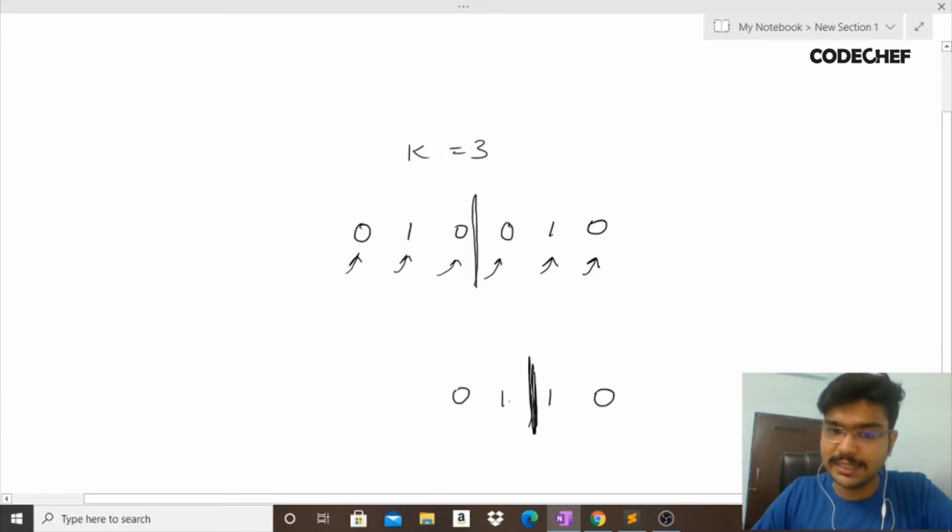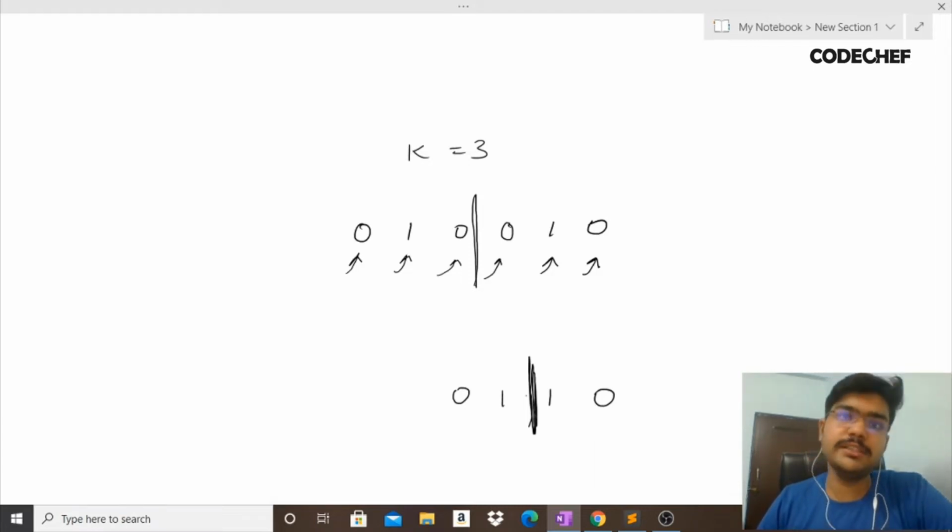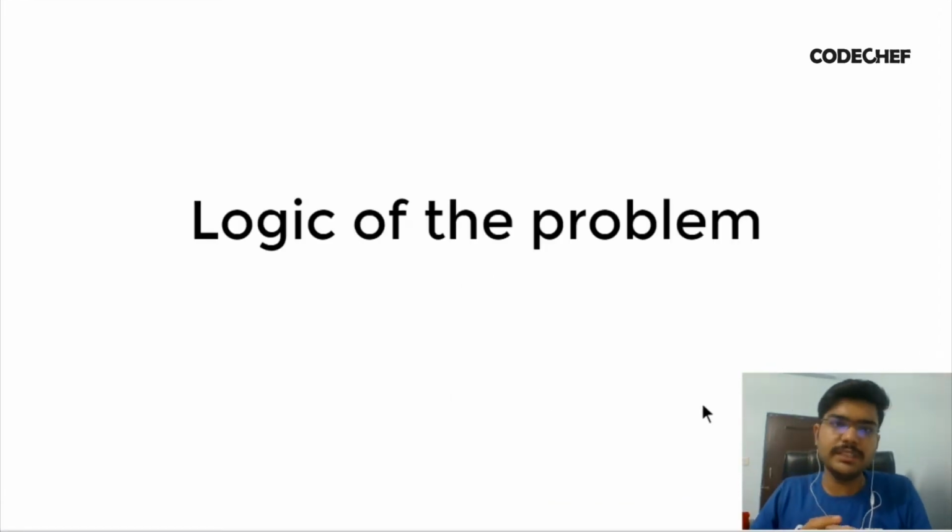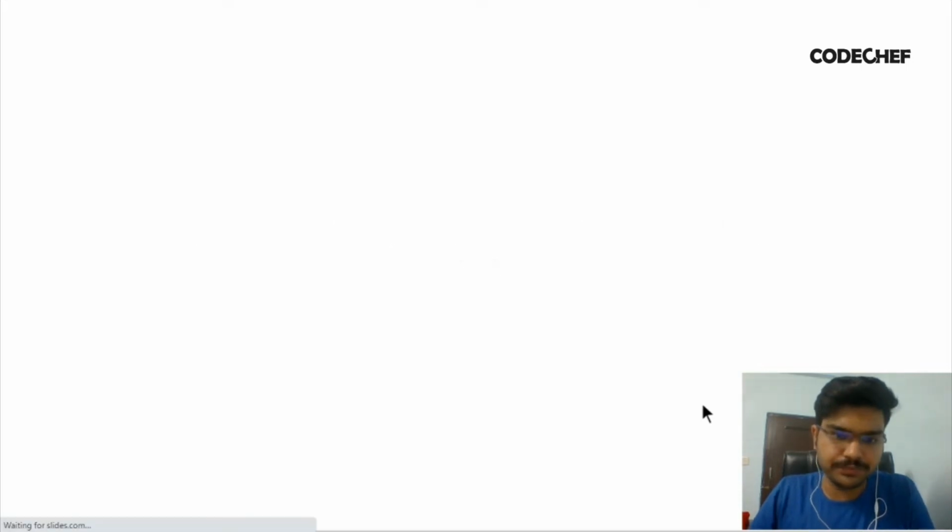So we can see that the first character matches with the 4th character, the second character matches with the 3rd character. So this concept of mirroring is used in the question. So let's see how we can use this concept in developing the solution of the problem. Okay, so we have seen the concept of mirroring, and now let's try out the logic of the problem.